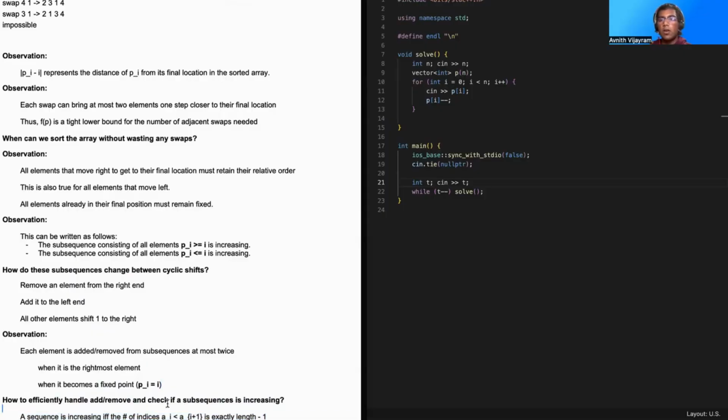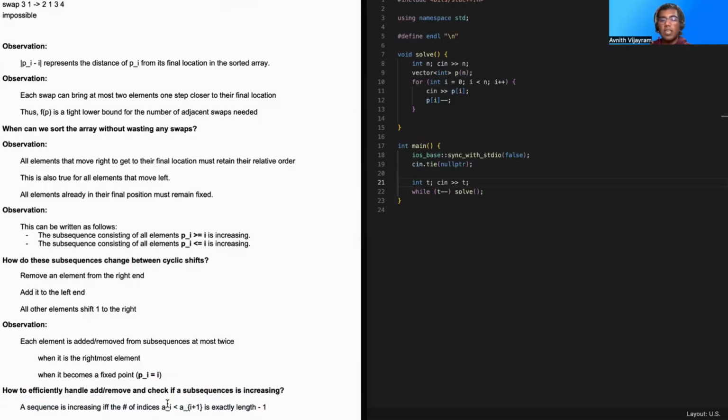And we can notice that we can write the condition of subsequence increasing as checking the number of indexes where a sub i is less than a sub i plus one. So essentially, if the number of adjacent elements which are sorted is equal to the length minus one, then the entire sequence is sorted. So if all pairs of adjacent elements are sorted, then the entire sequence is sorted.